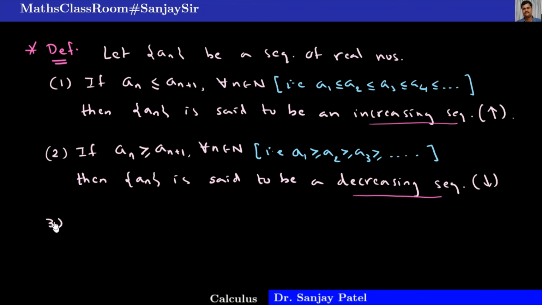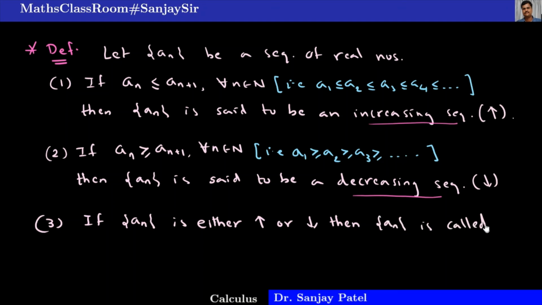So the third thing is, if an is either increasing or decreasing, then an is called a monotonic sequence. It's called a monotonic sequence. So another important term that you can remember: what is a monotonic sequence? A sequence which is either increasing or decreasing.